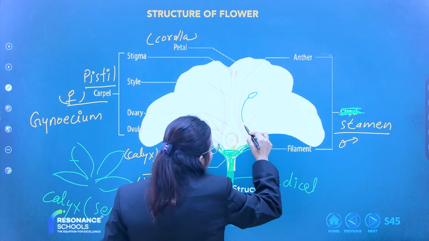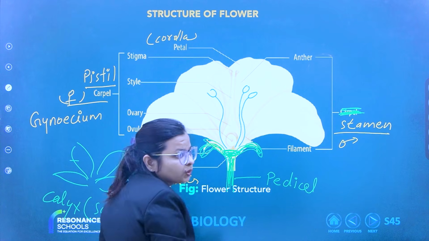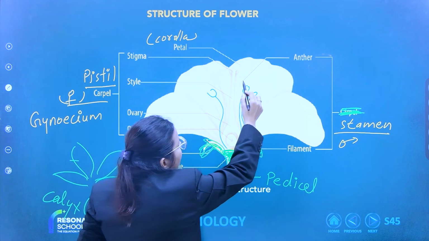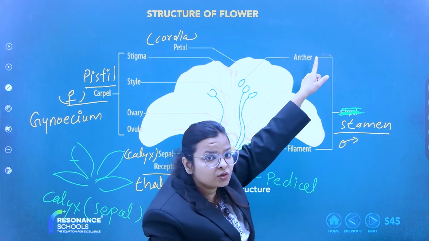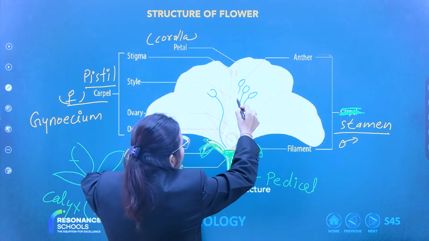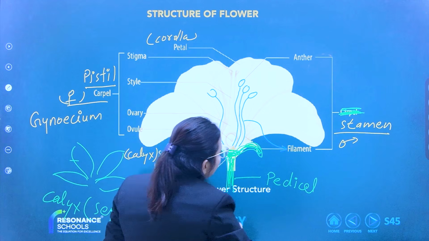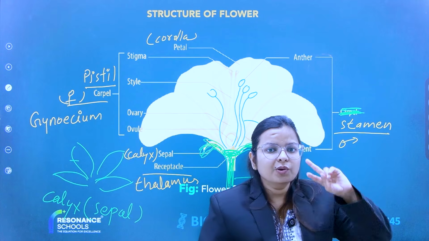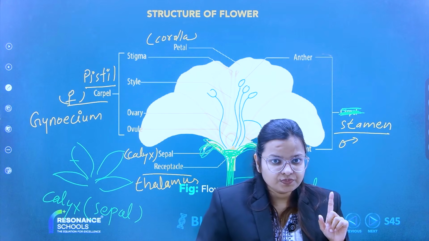Can you see these structures? This complete structure is called stamen, and this bulging part at the terminal position is called anther. What is it called? Anther. It is the portion where pollen grains are stored. And this stalk is called filament. So stamen is divided into two parts, anther and filament. The complete structure is called stamen. Group of stamens, androecium. Right?